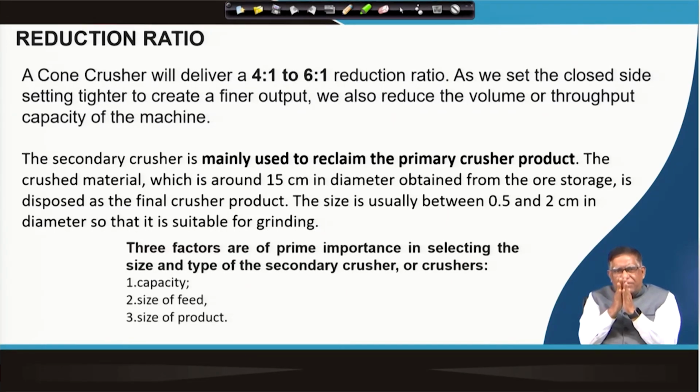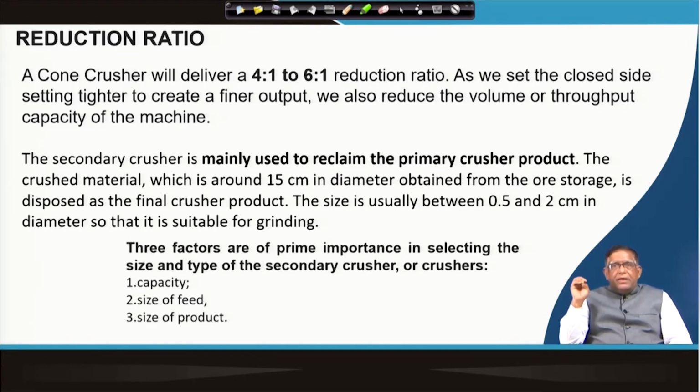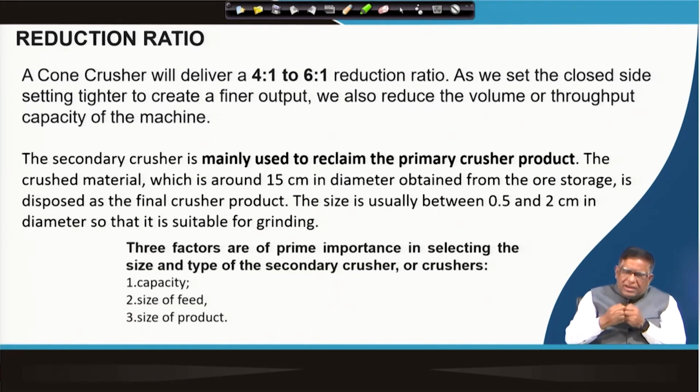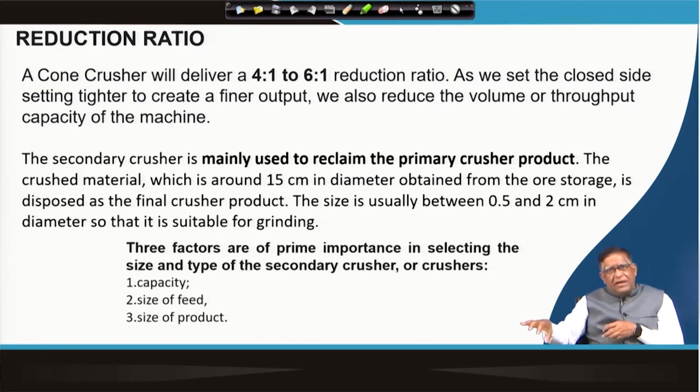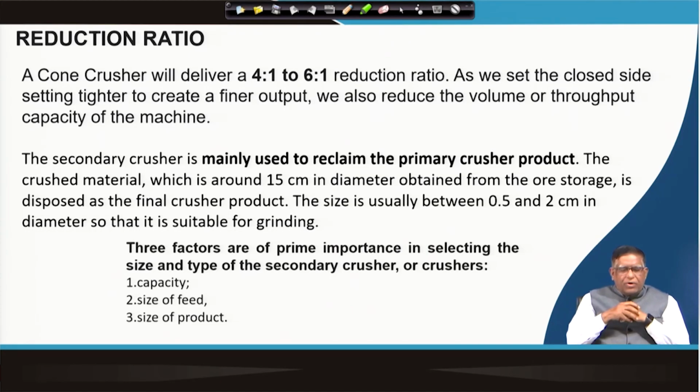If you are having a very small size, that means you are increasing the reduction ratio, and you are trying to get a uniform material over there. So, what is it basically doing? Whatever the primary crusher did, that material you are reclaiming, taking it over there, and then giving a secondary crushing product.